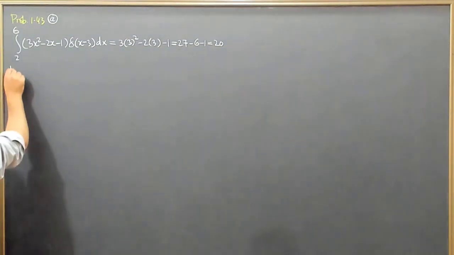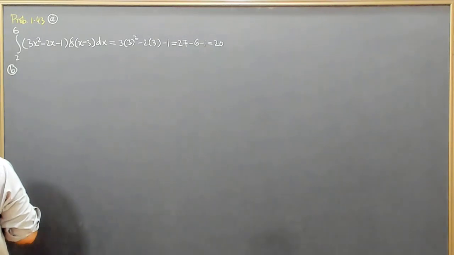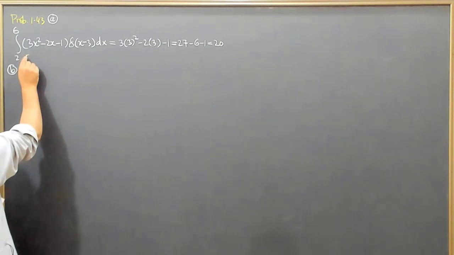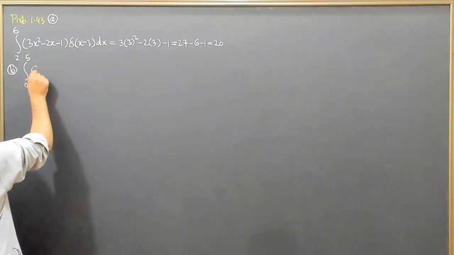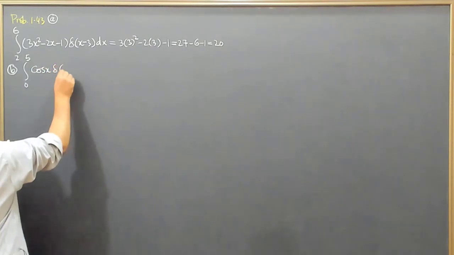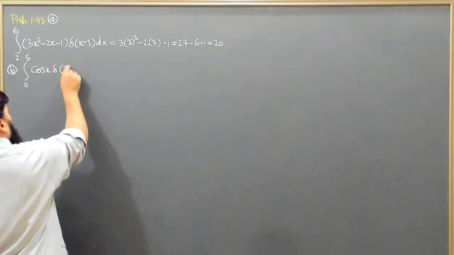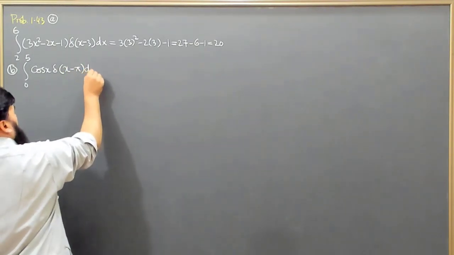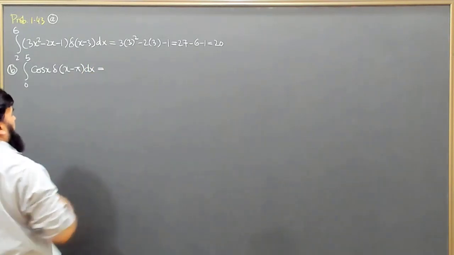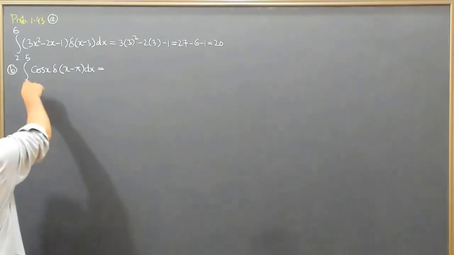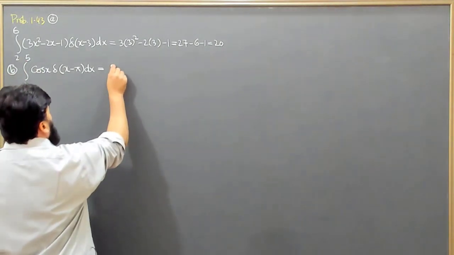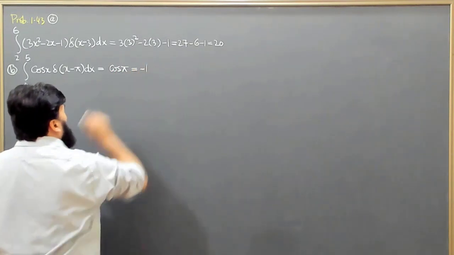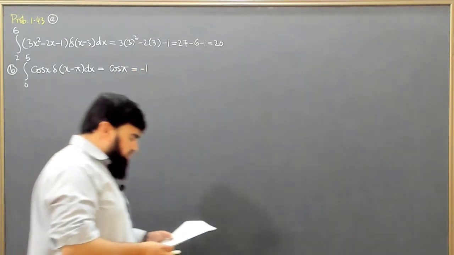Part B here is the integral from 0 to 5 of cos of x times delta of x minus pi dx. Now this pi is in radians, and pi in radians is 3.1416, and it is in this range, so it means this is cos of pi, and cos of pi we know is equal to minus 1 when pi is in radians.